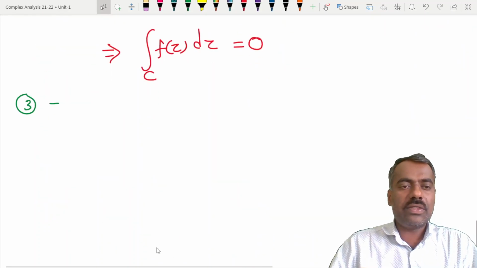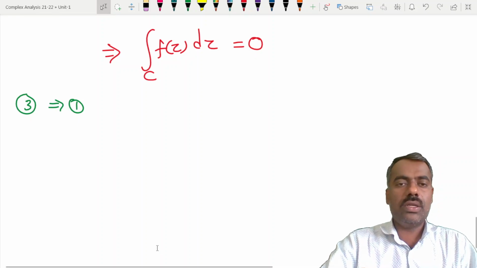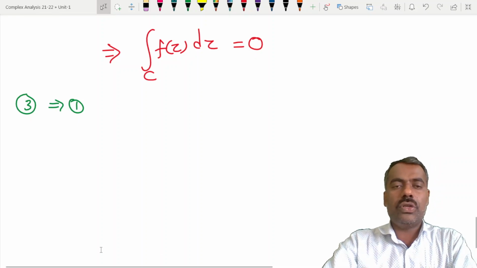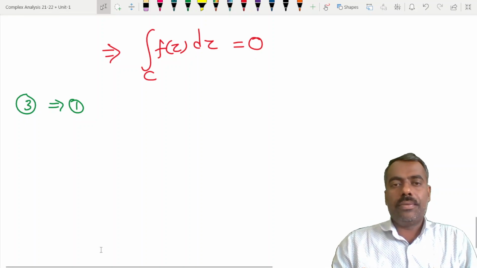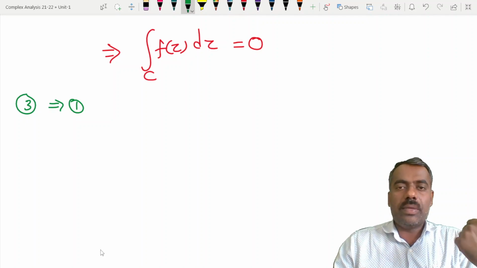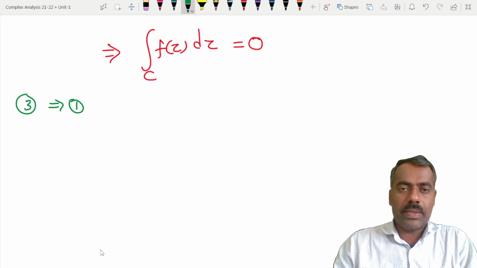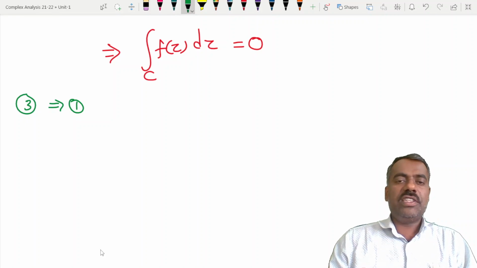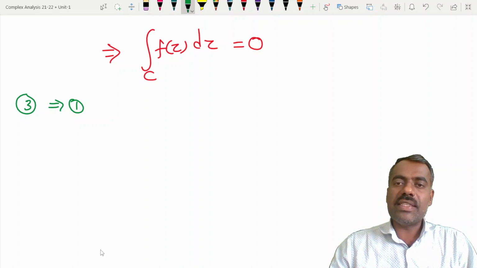That means whenever we have a closed contour C such that the integral of f(z) dz is 0, then we want to show that f has an antiderivative. That means we have to define a function capital F and show that it is an antiderivative, that is, the differentiation exists. First, we show that it is well defined. Then the derivative exists and F dash is the same as f. So for that, we'll define.